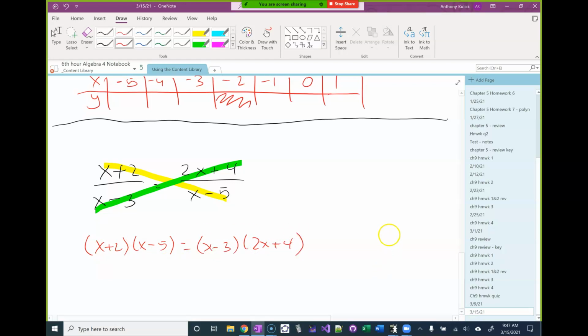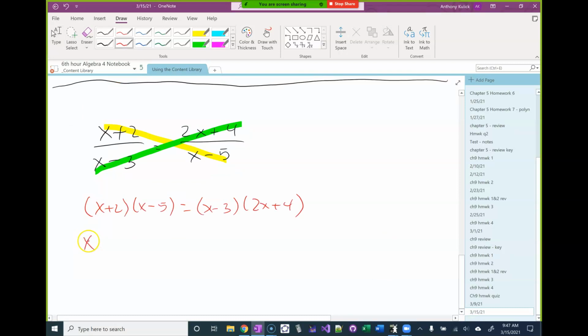+4 minus 6 is 2. Of course. So it's something like this. So far, so good? So what I have is a polynomial equation. To solve this, I'm going to get everything onto one side.